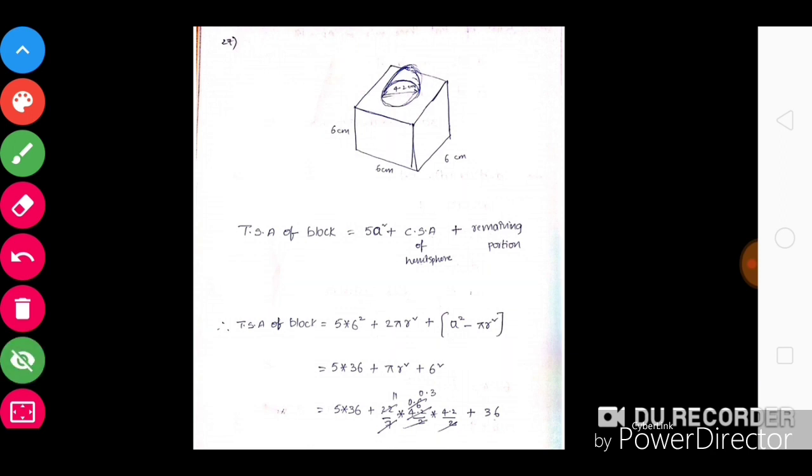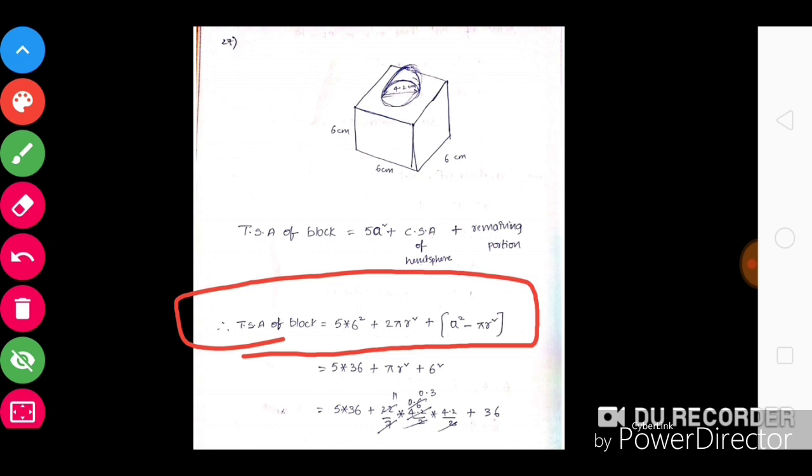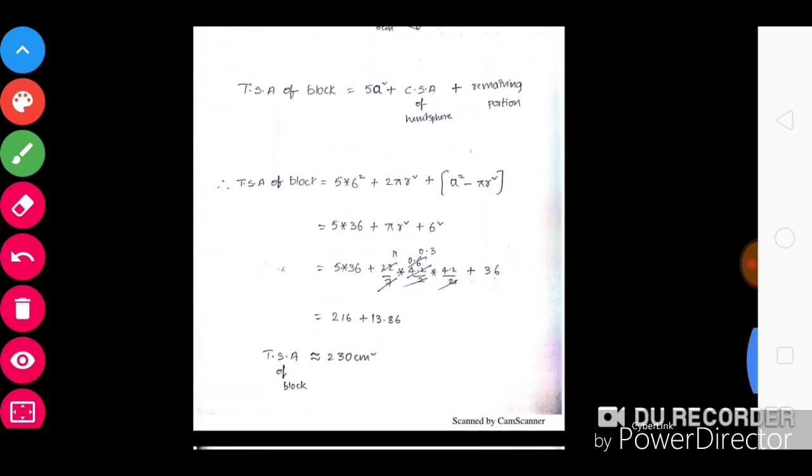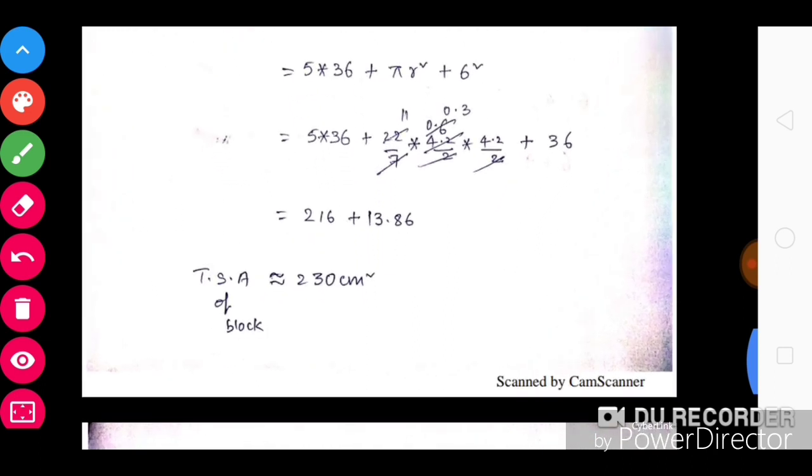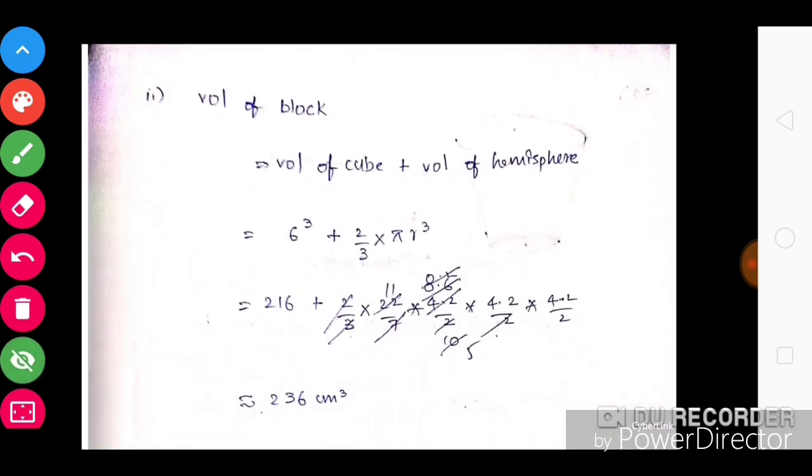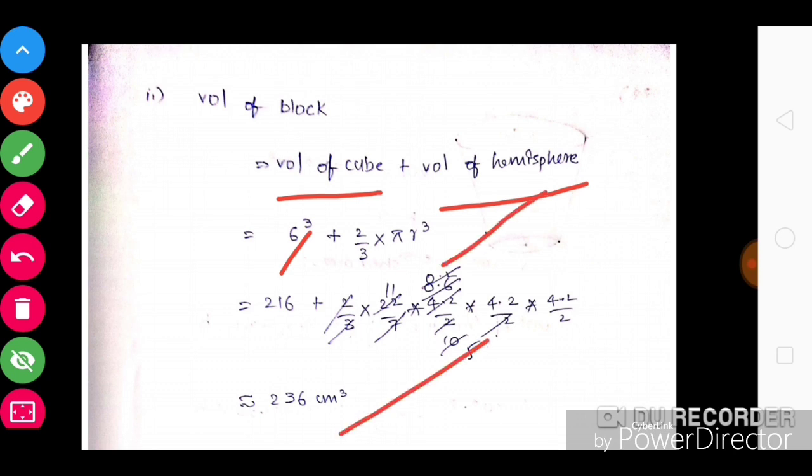Right, so see here. So we'll get the answer like this. TSA is equal to 230 centimeters square. And volume is very simple. Volume of block is equal to volume of cube plus volume of hemisphere. Volume of cube is a cube. Volume of hemisphere is 2 by 3 pi r cube. So we'll get 236 centimeter cube.